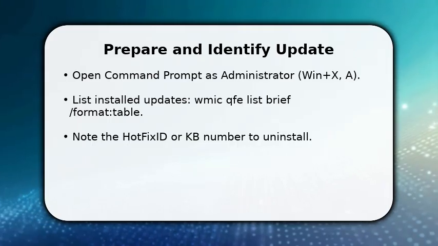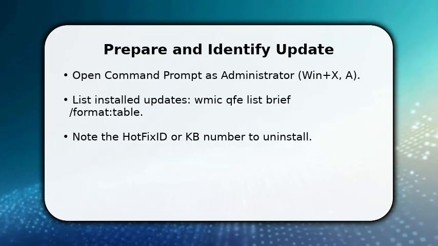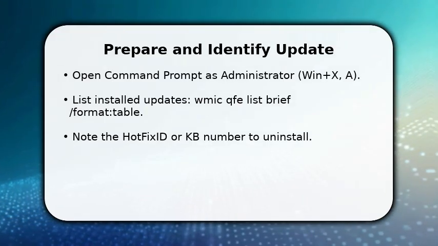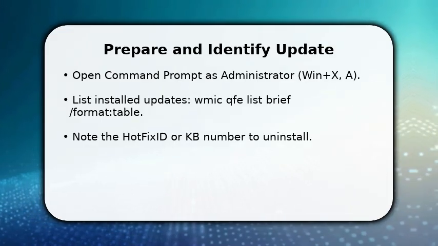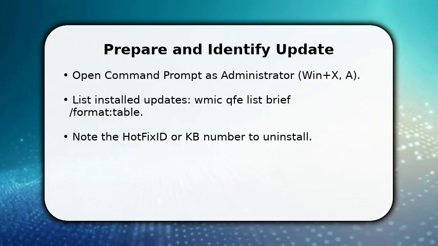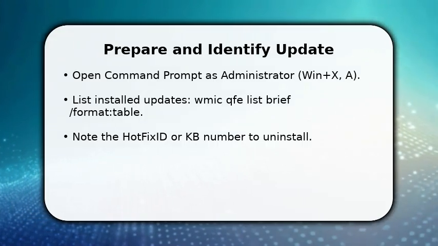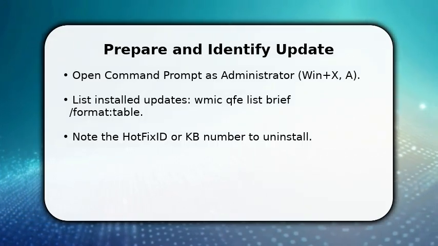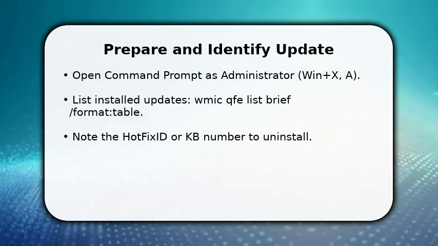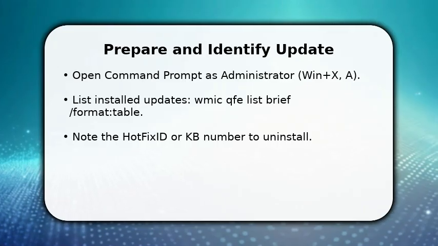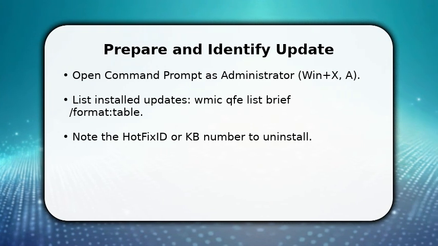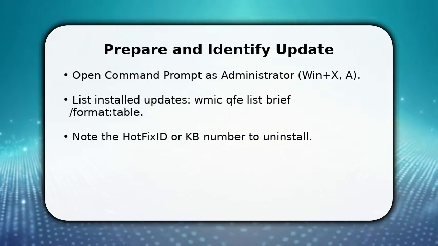You start by opening an elevated command prompt so you have permission to change system components. Once done, run wmic qfe list brief /format:table to produce a readable list of installed updates and their hotfix ID or KB identifiers. You want to locate the exact KB number for the update you intend to remove. Make sure to note it precisely because confusion here can uninstall the wrong patch. If many entries appear, use findstr to filter by KB number for clarity.